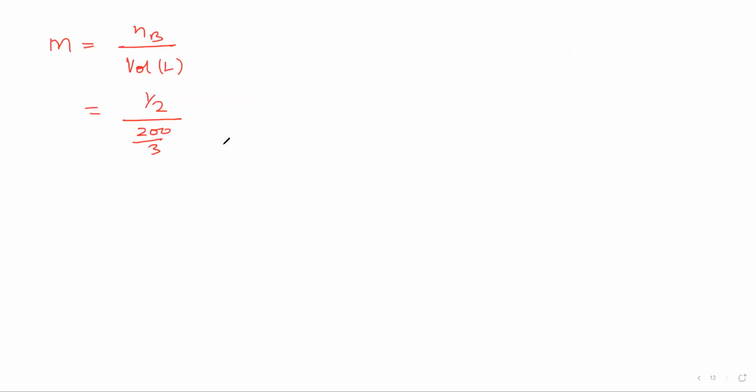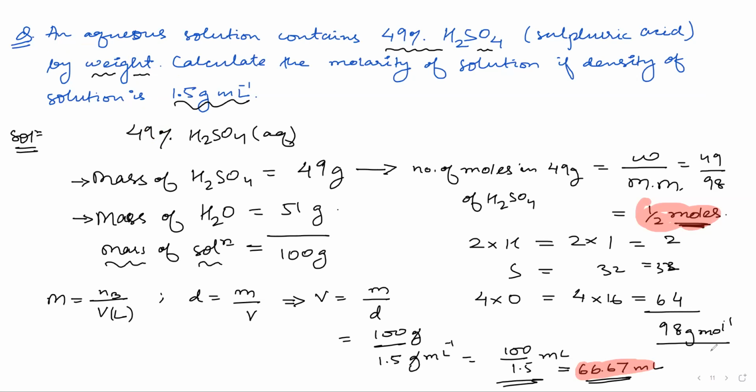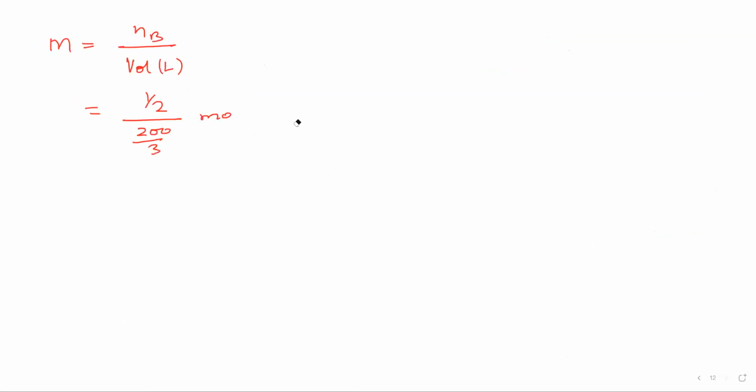Correct? Can we write 200 by 3? You guys are not comfortable with this? Wait a second. You have 100 by 1.5 ml. Easy? Any problem still here? 100 by 1.5? No, sir. Okay, fine. Now I will multiply 2 on the numerator and 2 on the denominator. This will be 200 by 3. Any problem till now?